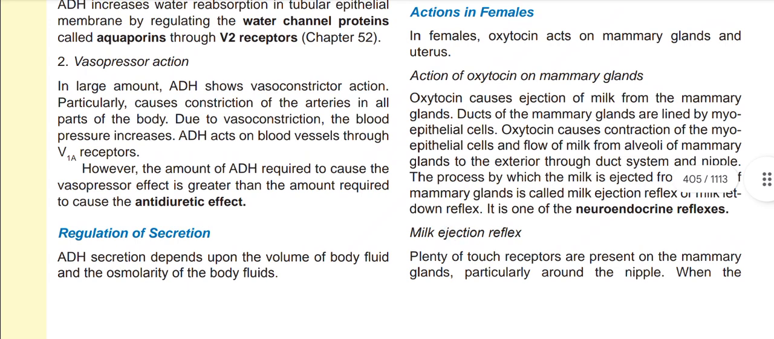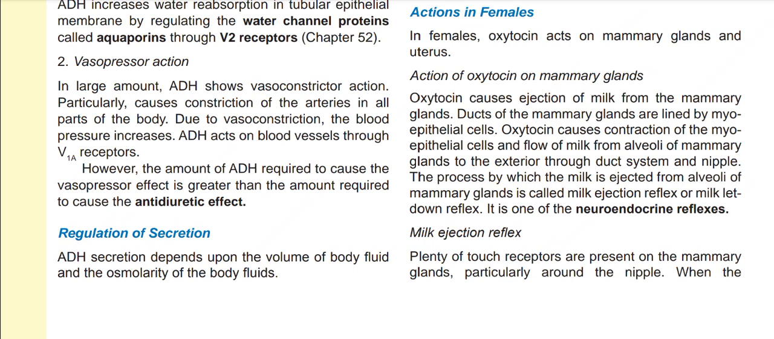So, first, action of oxytocin on mammary gland. Oxytocin causes the ejection of milk from the mammary glands. So, what oxytocin does? Oxytocin causes the ejection of milk from the mammary glands, and ducts of the mammary glands are lined by myoepithelial cells. Now, oxytocin causes the contraction of the myoepithelial cells and flow of milk from alveoli of mammary gland to the exterior through the duct system and nipple.